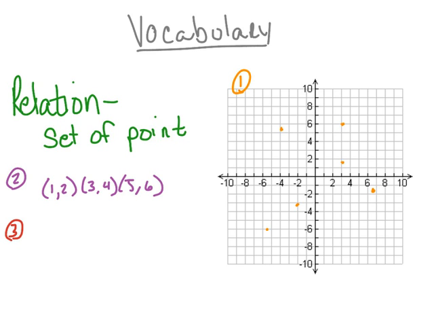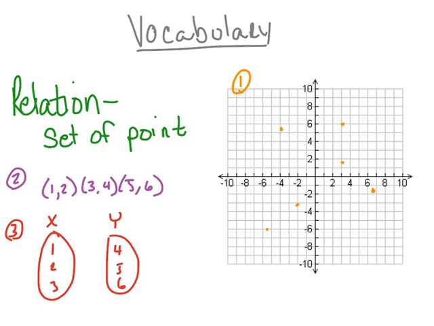Another option would be using something called a mapping. And a mapping is simply a set of numbers. We've got a set of numbers over here in our x, and a set of numbers over here for y. And we have some arrows pointing in the direction that the x and the y go together. So in this case, 1 points to 5, which gives us the ordered pair 1, 5. 2 points to 4, which gives us the ordered pair 2, 4. 3 points to 6, therefore we have the ordered pair 3, 6. So this would be another example of a relation. It's simply a set of ordered pairs.